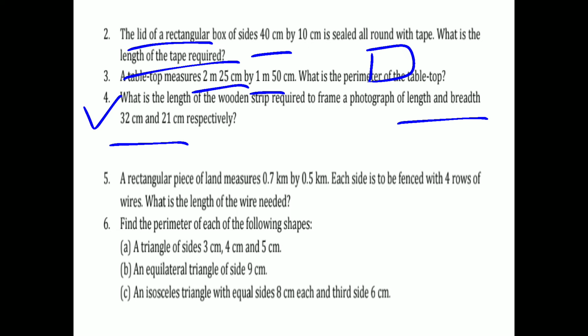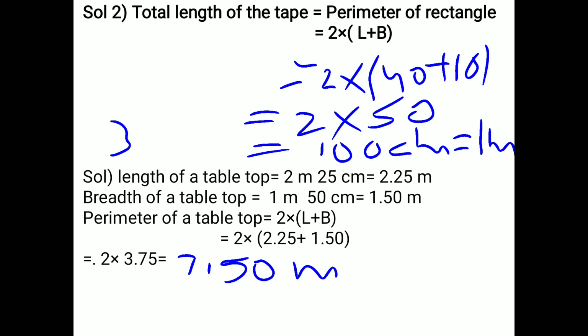Please understand it. Rectangular piece of land measure is given. Means length is given, breadth is given. So what do you use? 2 into L plus B. You will get the perimeter. After finding the perimeter, you have to tell the length of the wire, which is equal to 4 times the perimeter of the rectangular piece. Because they said each side is to be fenced with 4 rows of wire. Means on every side you have to put a row.